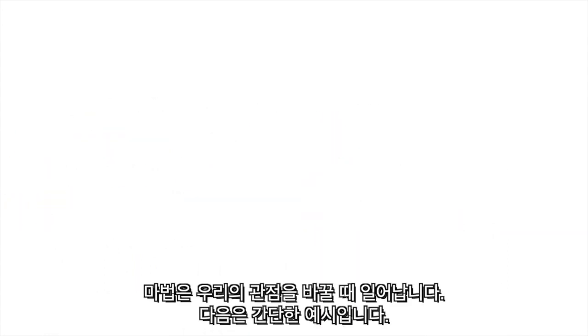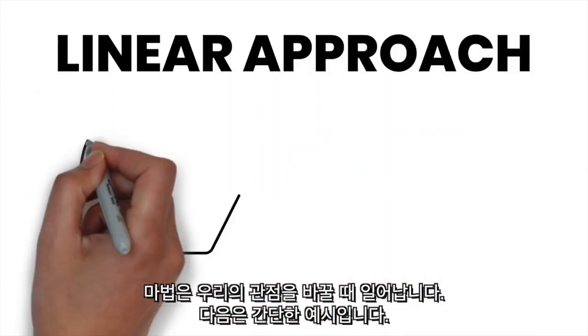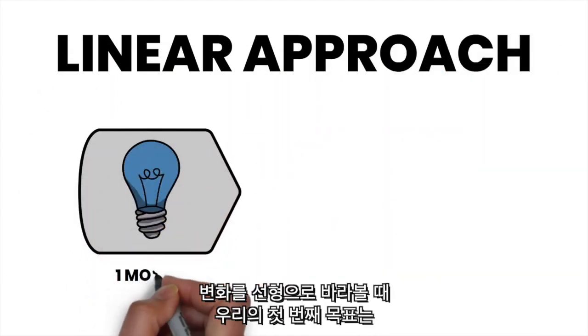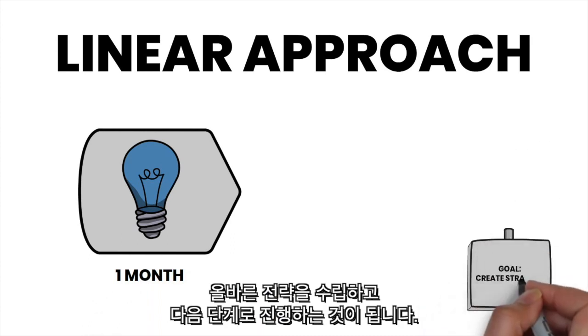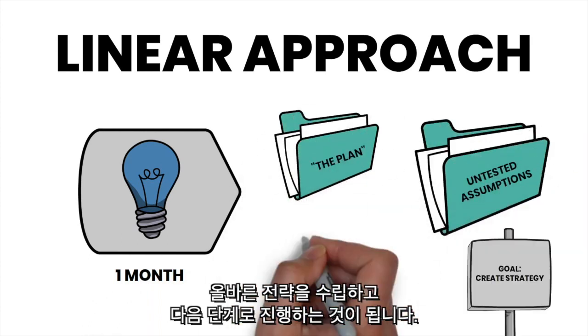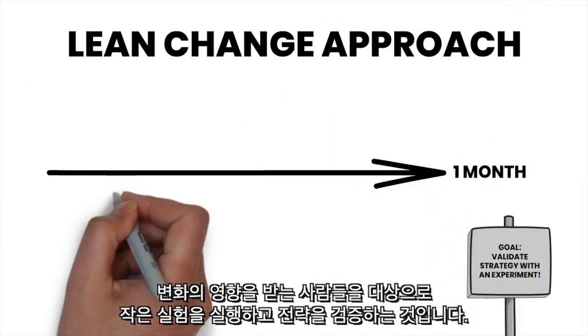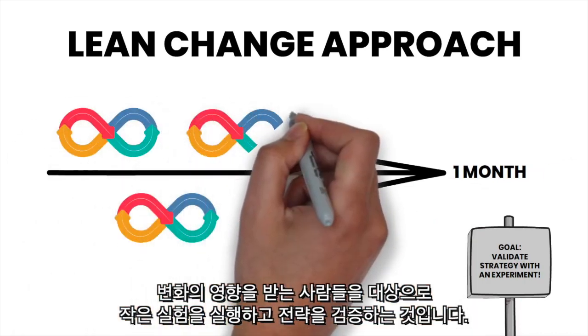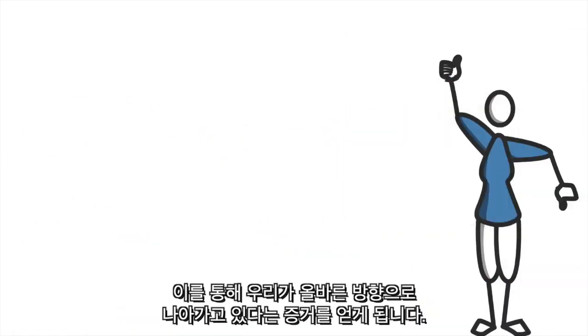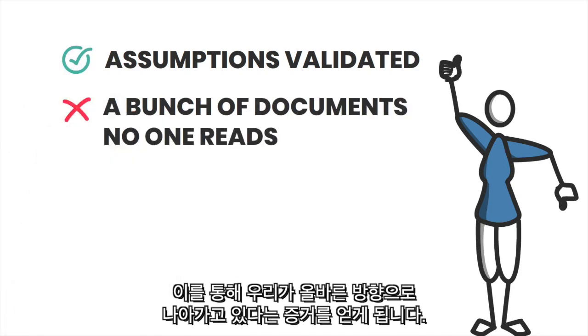The magic happens when we shift our perspective. Here's a quick example. With a linear approach, our first goal is to make sure we get the strategy right. We carve it in stone and we move on to the next phase. With a lean change approach, our first goal is to validate the strategy by running small experiments with the people affected by the change. That produces evidence that we're headed in the right direction.